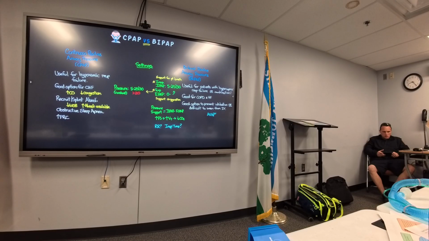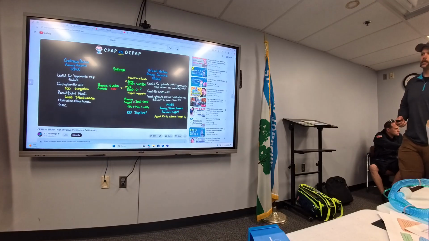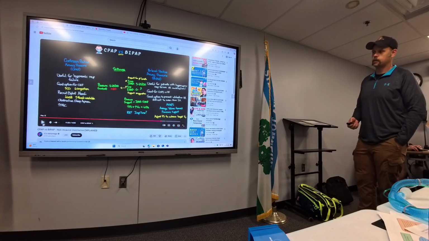Now, there actually is a newer version of these machines. It's something that we call AVAPS, and that stands for Average Volume Assured Pressure Support. And essentially what this machine is going to do is it's going to automatically adjust the pressure support breaths, trying to achieve a target tidal volume that we set. And the way that it does this is it uses a feedback loop to either increase or decrease the pressure in order to keep that tidal volume at our goal level. So this is something you may come across.